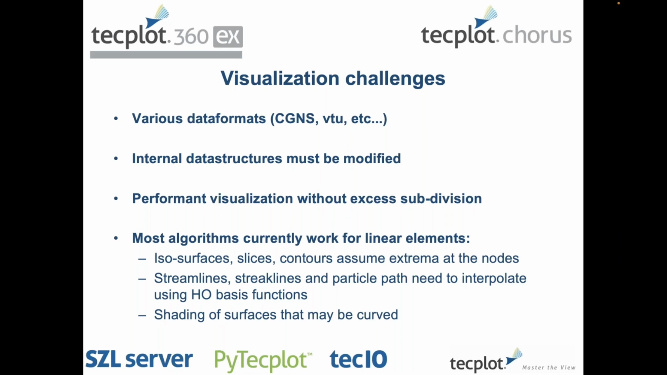And most algorithms currently work for linear elements. So whenever you visualize an isosurface, a slice, a contour, you always assume extrema at the nodes of your element, whereas it's not true for higher order elements. Same for streamlines, streak lines, particle paths, and even the shading of surfaces.